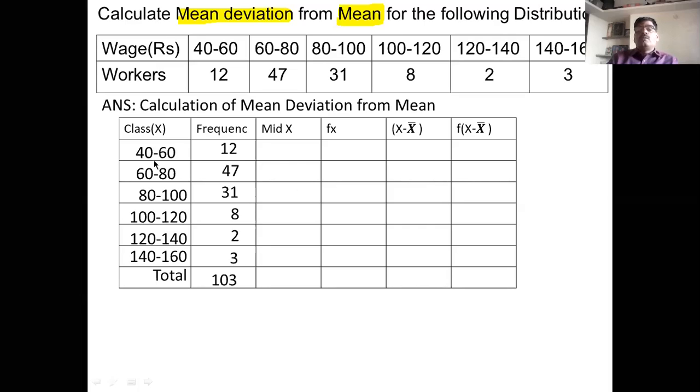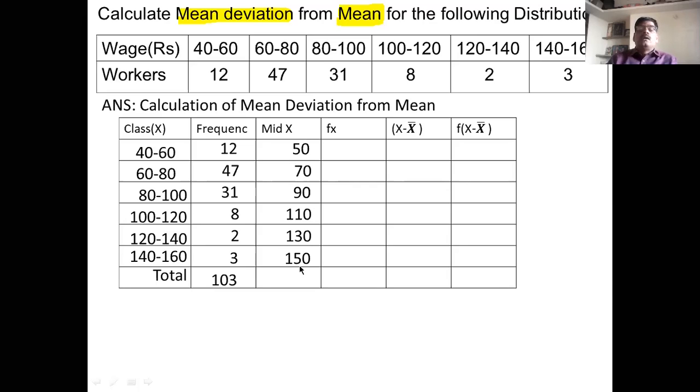Then you calculate the mid-x. Mid-x is equal to 40 plus 60 divided by 2, means 100 divided by 2, 50. Second, 60 plus 80 divided by 2, 70. 80 plus 100 divided by 2. 100 plus 120 divided by 2. 120 plus 140 divided by 2. 140 plus 150 divided by 2. Like this, you calculate mid-x.